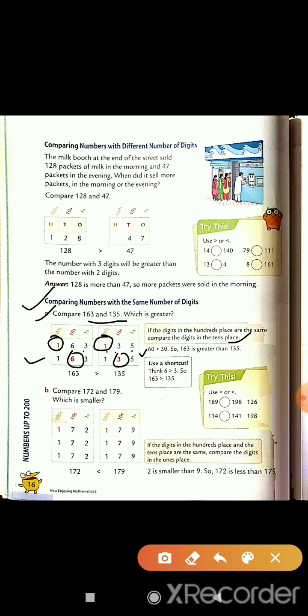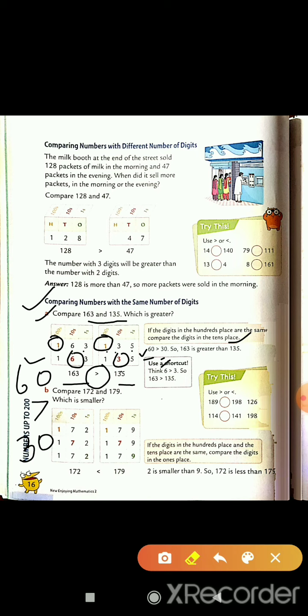So in 163, at the tens place 6 is there. 6 tens means 60, and at tens place in the number 135 is 3. 3 tens means 30. So 60 is greater than 30. So 163 is greater than 135.